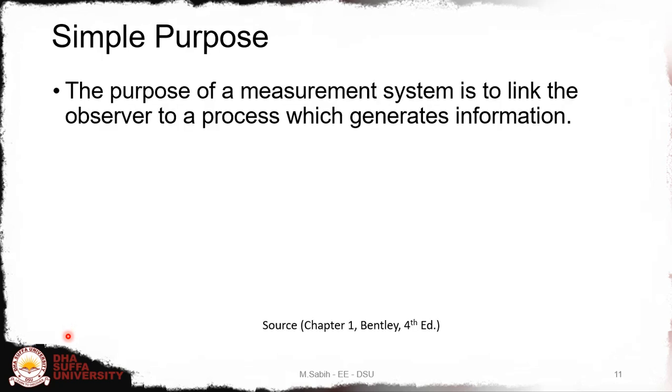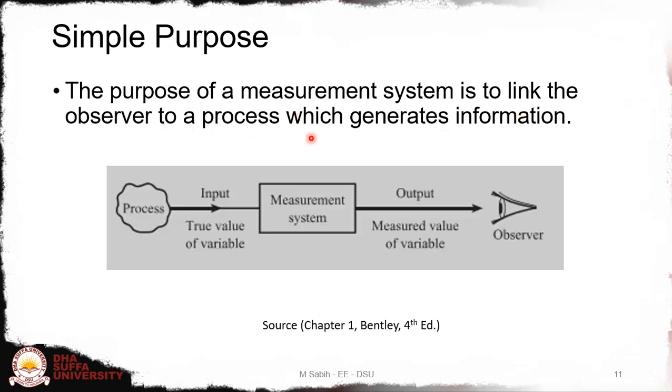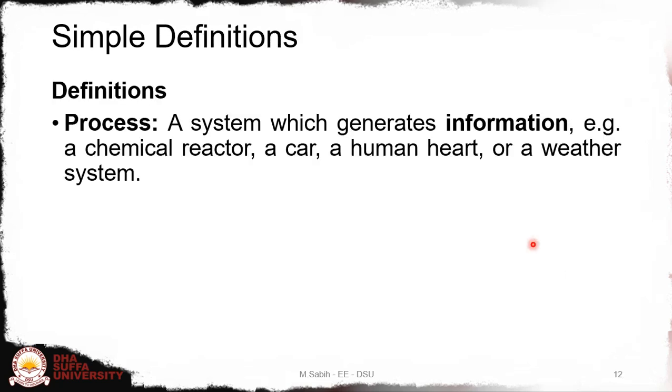So the simple purpose of a measurement system is to link the observer to a process which generates information. So there was a process, whether it was a water system or a car or an industrial process plant, and the measurement system will be connected to this process and make sure that this measurement system will provide a value to the observer accurately. So a process is anything that is generating information.